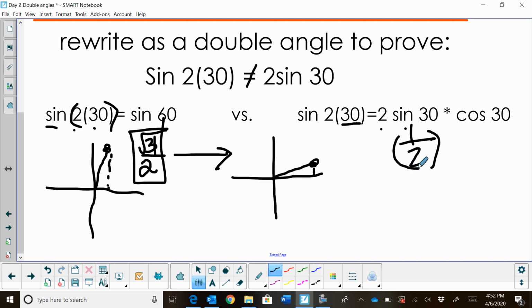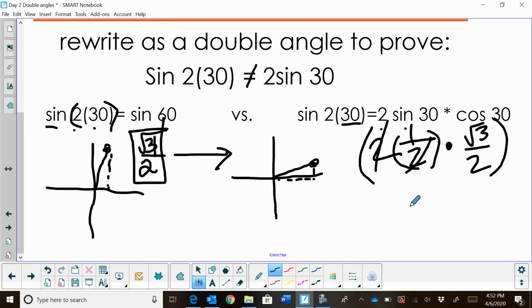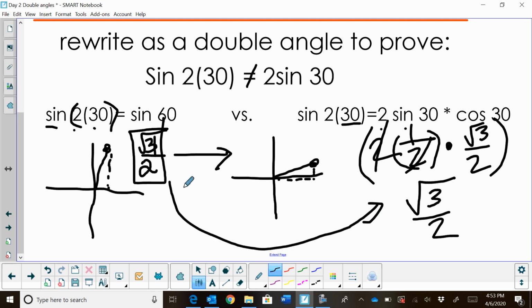So sine of 30 is a half, and then we're going to have 2 times that 1/2 times the cosine at that position. Well, the cosine at that position is the longer side of the 30, 60, 90, which is the square root of 3 over 2. So what does this simplify to? Well, the 2 times 1/2 cancels out, and it ends up being the square root of 3 over 2. So that is true. We know this formula does indeed work.